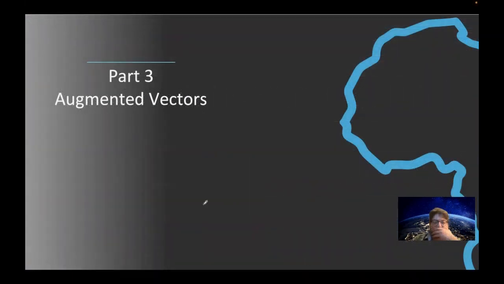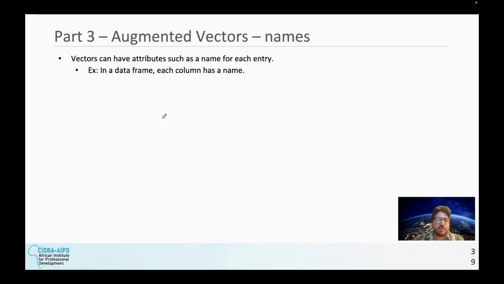In the final part of this lecture, we're going to be talking about augmented vectors. So sometimes a vector will have other information stored in it other than the raw data. So this is known as augmented vectors. Let me show you what I'm talking about. As an example, vectors can have names. We've already seen that lists can have names, so each element of a list can be named, but the same is true for atomic vectors as well. So each element of a vector can have a name.